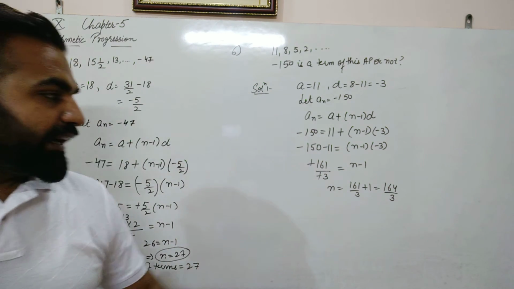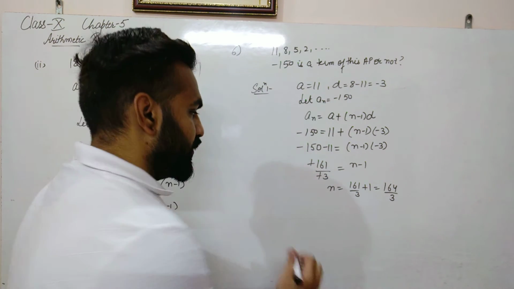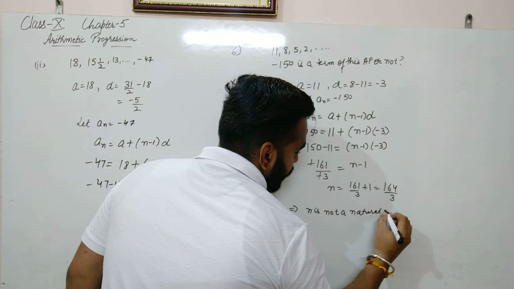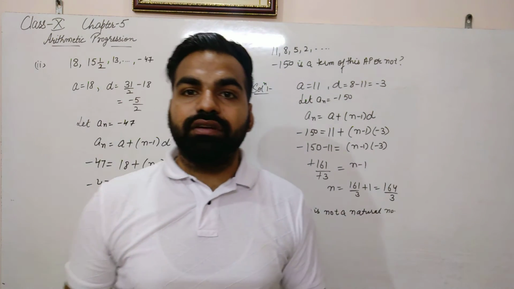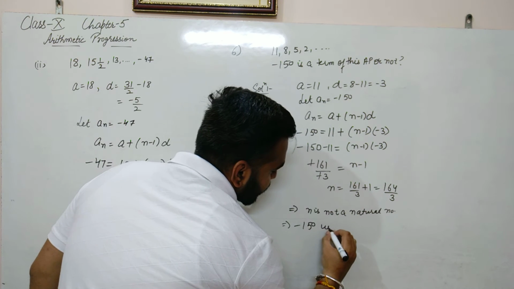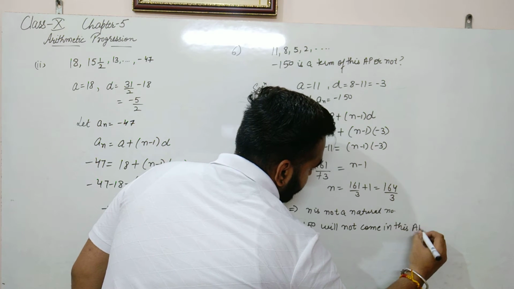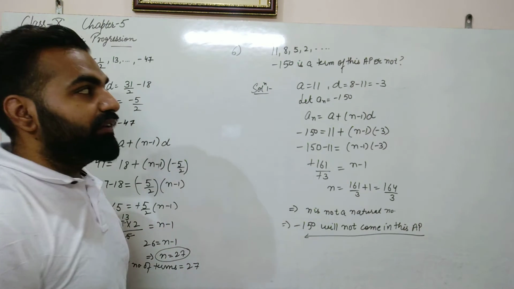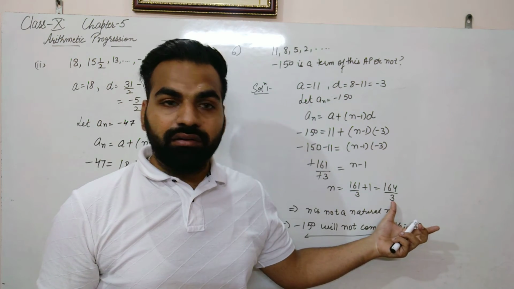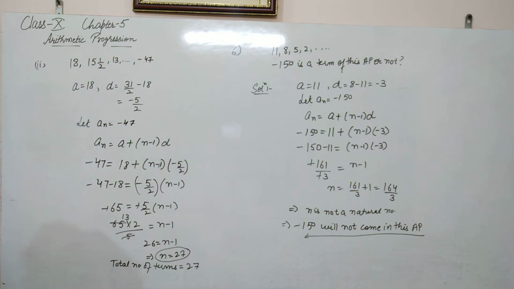So from here we can see that 164 is not divisible by 3. So the value will never be a natural number here. So we will write n is not a natural number. And we know that the number of terms is always in the form of a natural number. So we will say that -150 will not come in this AP. It is not a term of this AP because the value of n is a fraction here, and the value of n is always a natural number. So the answer is no in this case.